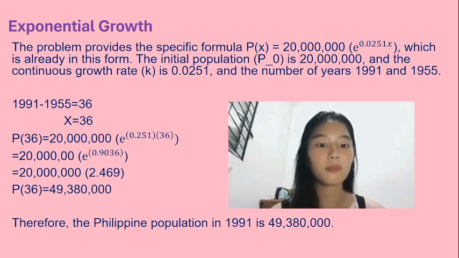Fifth, calculate the population. Multiply the initial population by the growth factor, which is 20 million times 2.469, equal to 49,380 million. Therefore, the estimated population in 1991, according to the exponential growth model, is approximately 49,380 million.